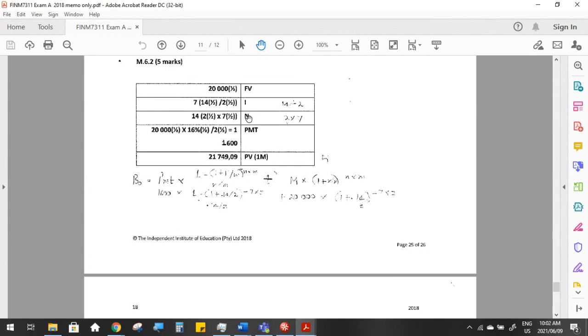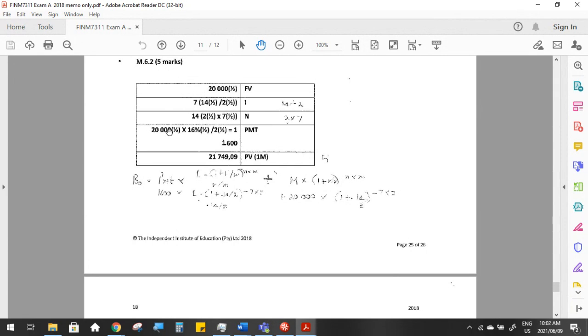The value for N is going to be M times N, because there is more than one compounding period per year. So 2 times 7, N is going to be 14.